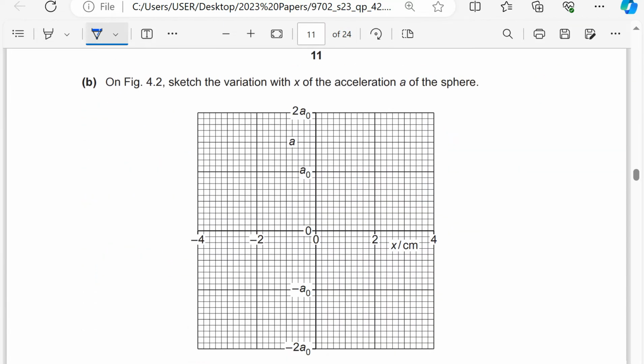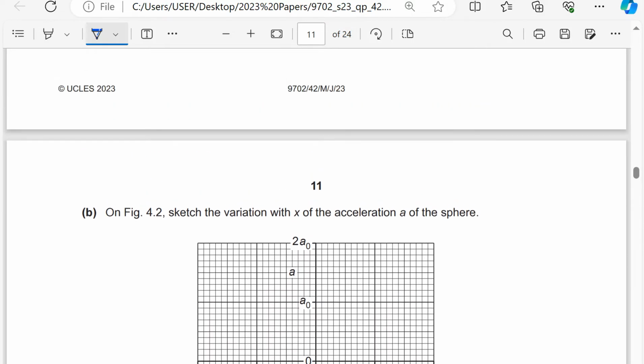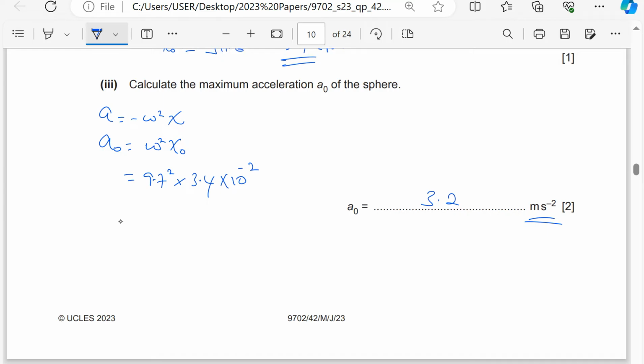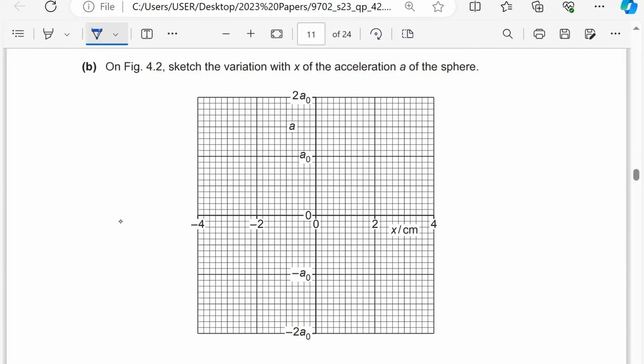Okay. Sketch the variation with time of the acceleration A of the sphere. Of course, we know that the graph of acceleration against displacement is a straight line which goes through the origin, and the maximum acceleration is A naught. And remember, acceleration was maximum when amplitude is 3.4. So we just look for 3.4 from the graph. The scale here is 0.2. So 1, 2, 3, 4, 5. That is 3, 3.2, 3.4.